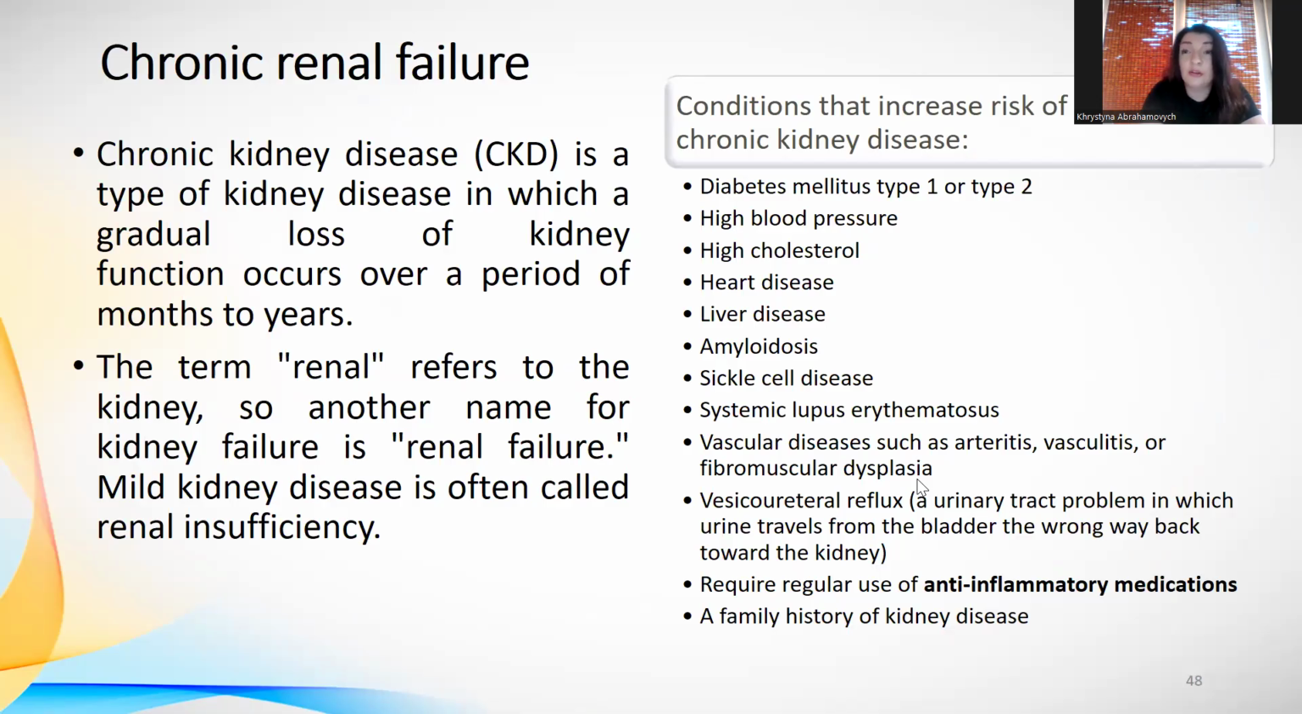There are a lot of reasons which can lead to chronic kidney disease. Diabetes mellitus, type 1 and the more common type 2. High blood pressure, high cholesterol, heart disease, liver disease, amyloidosis, sickle cell disease, systemic lupus erythematosus, vascular diseases such as arteritis, vasculitis. Also, overuse of anti-inflammatory medications and a family history of kidney disease.